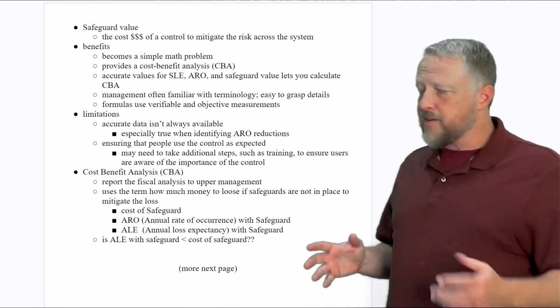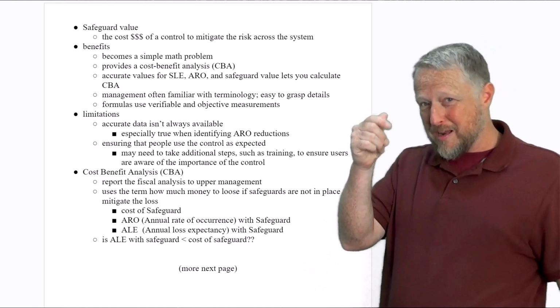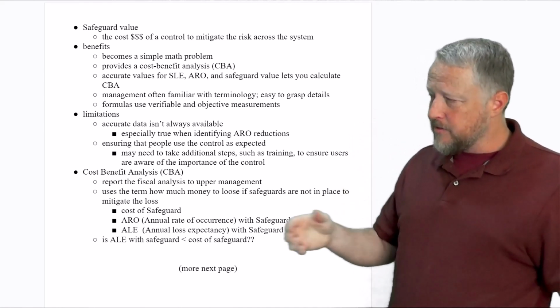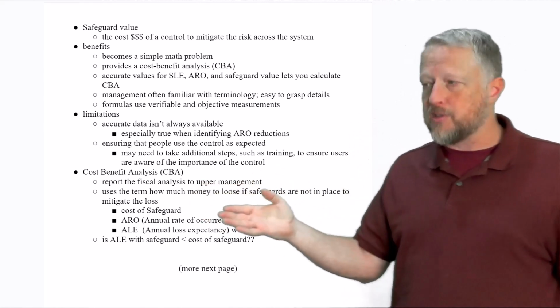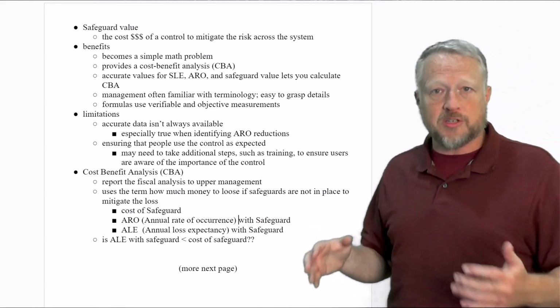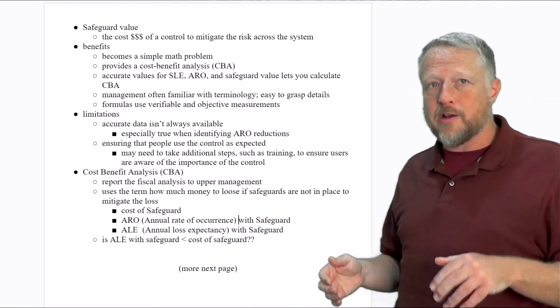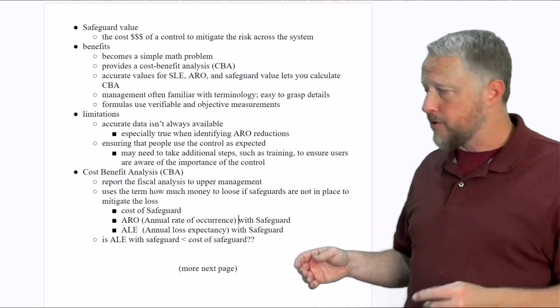The CBA is not the last part, but it's one of the most important parts because it talks about money. This is going to be a fiscal analysis to the upper management. This is where you get their heads involved and they know exactly what's happening by the decisions that they make later on. And we'll talk about that here in a second too.